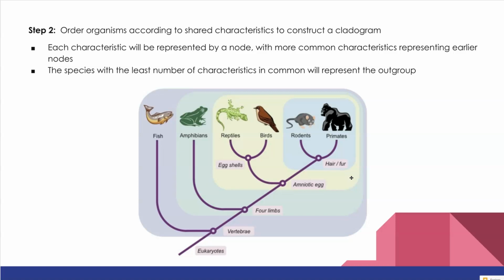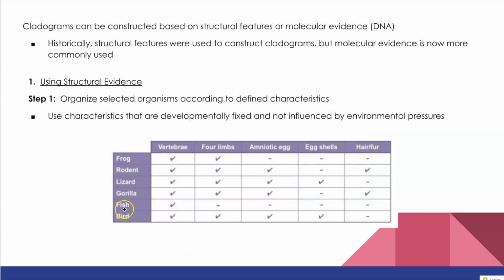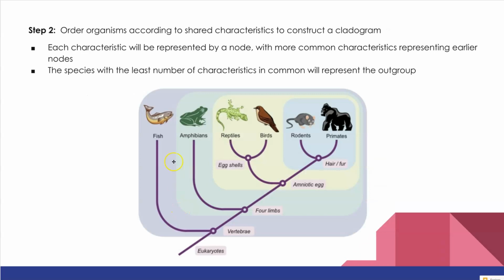So we organize the organisms according to their shared characteristics. Each characteristic is represented by the node, with the more common characteristics representing earlier nodes. The species that has the least number of common characteristics becomes the outgroup. So the fish, again, I'm going to pop back, your fish only has one of these characteristics. There's dashes in all these columns except for this one. So it has the least amount of common characteristics. So he goes here. He's the outgroup.